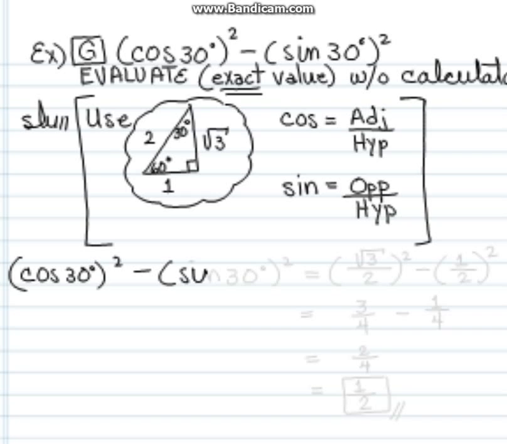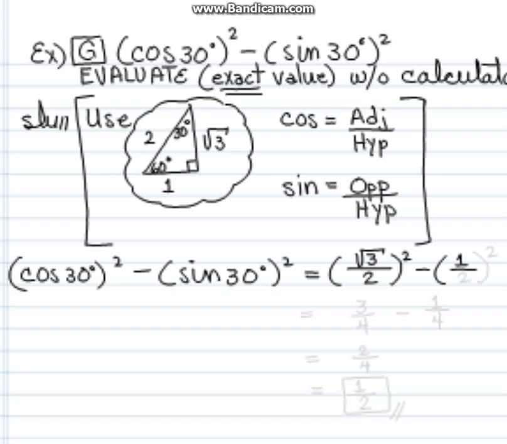Cosine 30 degrees squared minus sine 30 degrees squared is equal to, well, let's see. Locate the 30 degrees on the triangle and use the ratio for cosine, adjacent over hypotenuse. Adjacent is the square root of 3, over the hypotenuse, the side opposite the 90-degree angle, which is 2. Put it in parentheses and square it. Okay, bring down the minus sign.